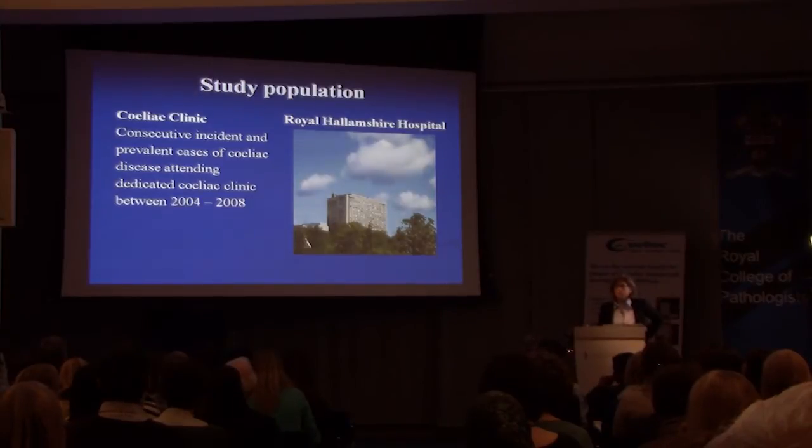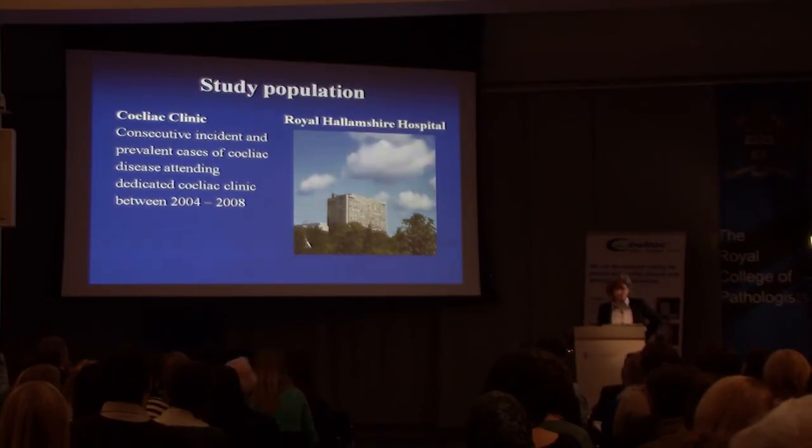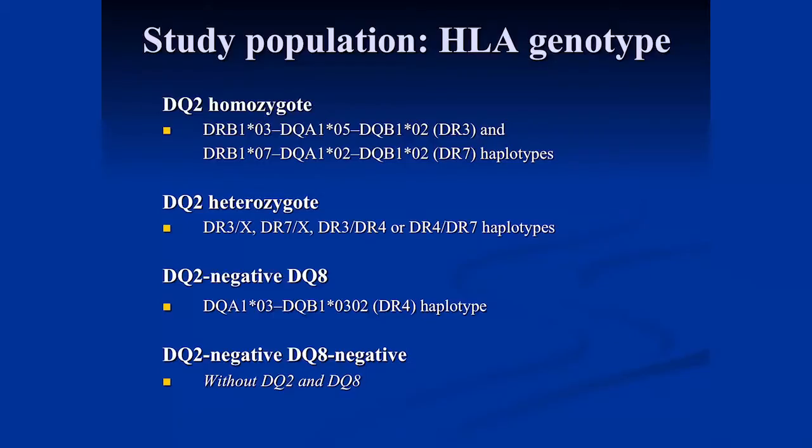All adults, whether newly diagnosed or those with prevalent celiac disease, attending the dedicated celiac clinic at the Royal Hallamshire Hospital over a 4-year period were identified and studied. HLA genotyping was performed using PCR sequence-specific primers. A celiac was said to be a homozygote for DQ2 if they had 2 copies of the DQB1*02 allele, i.e. a double dose of DQ2.